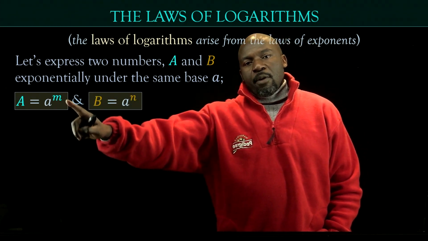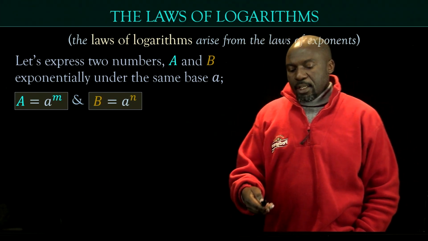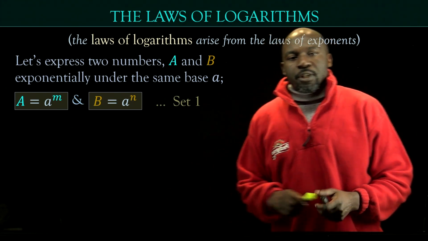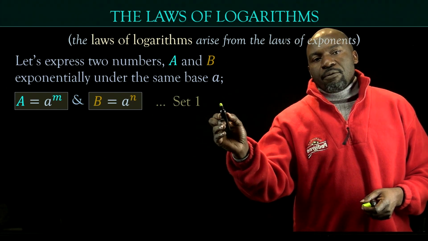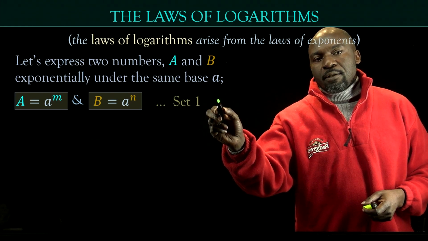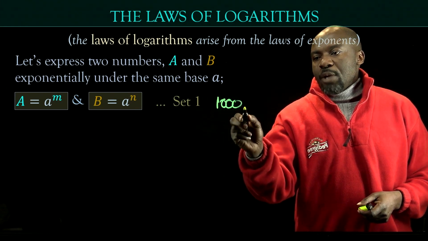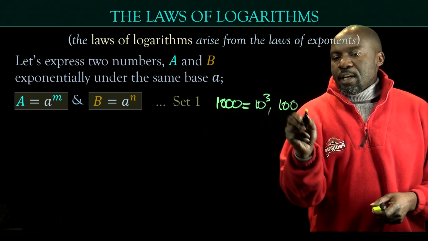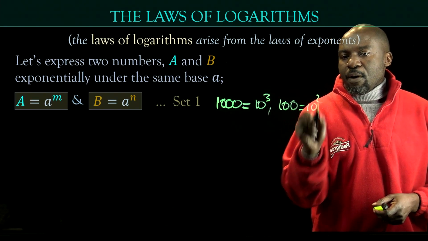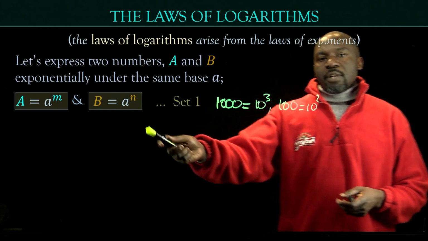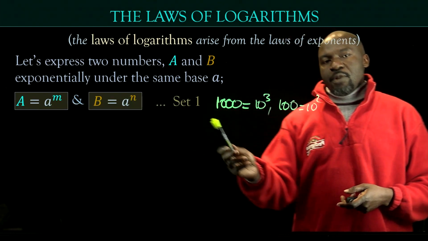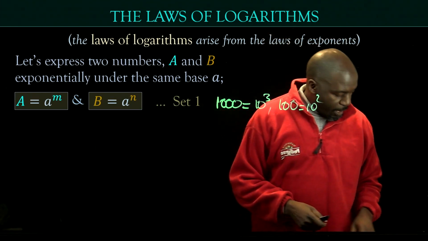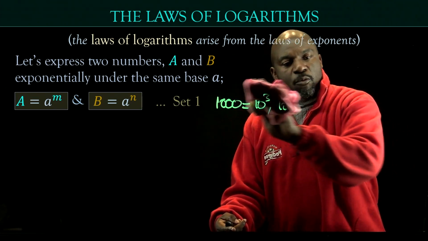so that a is lowercase a to the power m and b is lowercase a to the power n. Let's call that set 1. As an example, one more time, let's think of this as 1000 being 10 to the power of 3 and 100 being 10 to the power of 2. So think like that. So we have two numbers a and b, and we are expressing them in exponent notation like that. So think about that, and now we can move on.